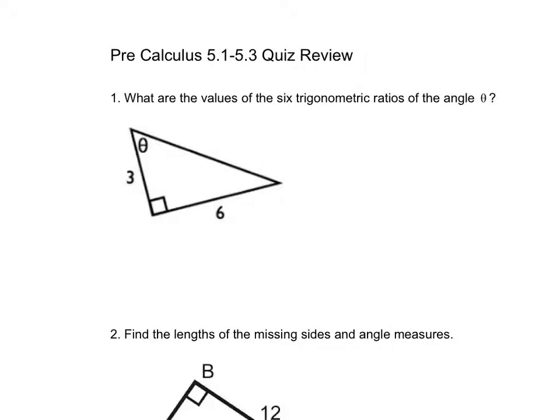So we're going to review topics from sections 1 through 3 for your Module 5 quiz. So number 1, we want to know what the 6 trig ratios are for our angle theta. So our angle theta is right here. So if we label our sides, the side of length 6 is our opposite side, the side of length 3 is our adjacent side, and then our unknown side is the hypotenuse.